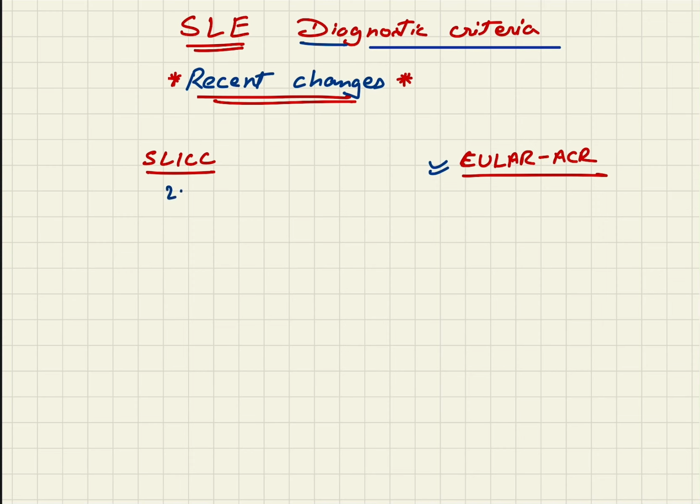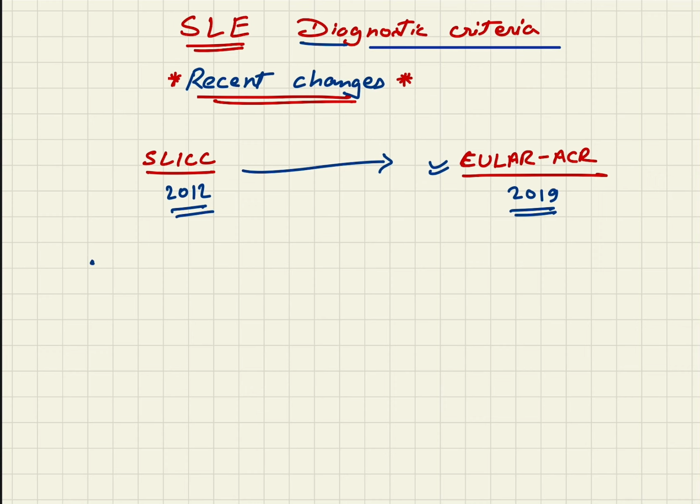The SLICC criteria were introduced in 2012 and the EULAR/ACR criteria have been adopted in 2019. What are the main differences between the SLICC and the EULAR/ACR criteria, and why have we shifted the diagnosis from SLICC to EULAR/ACR? Just discussing the salient points, the need arose because there was a fallacy in the SLICC criteria.